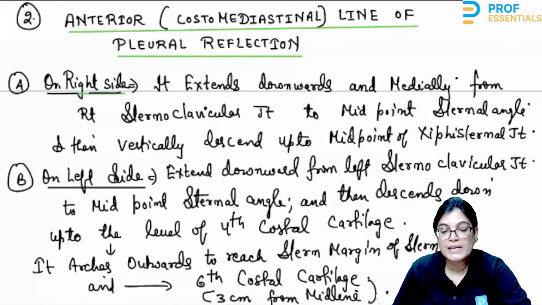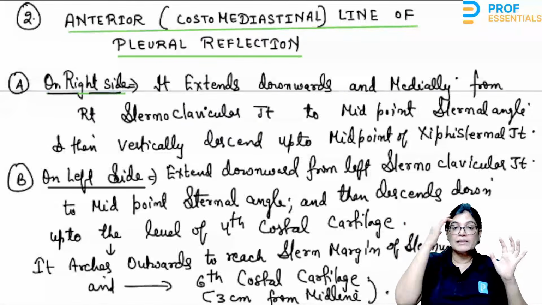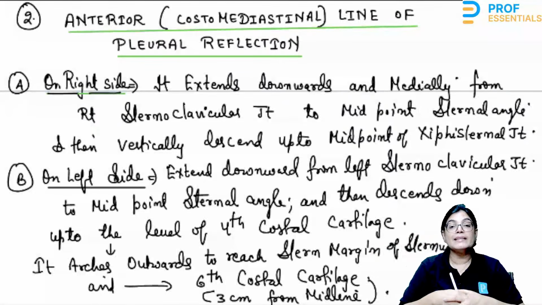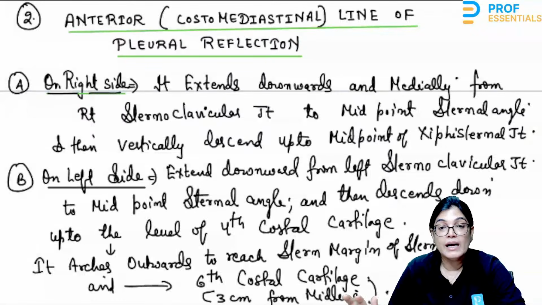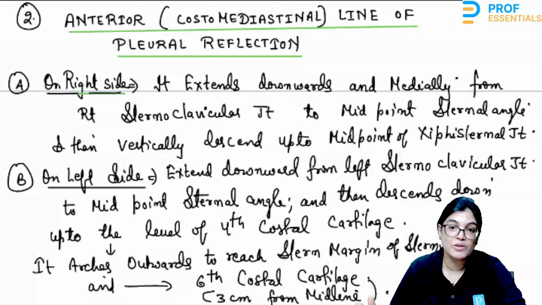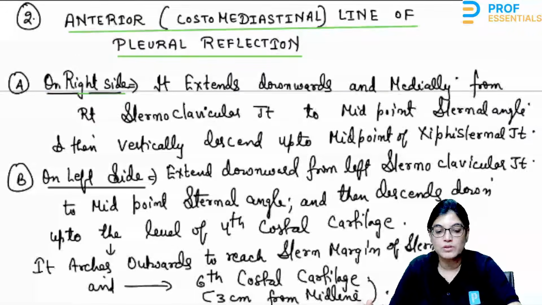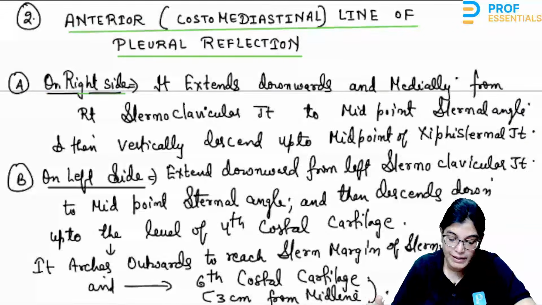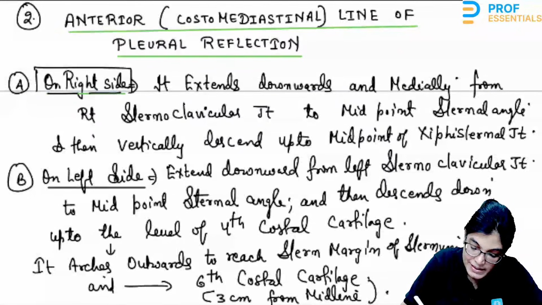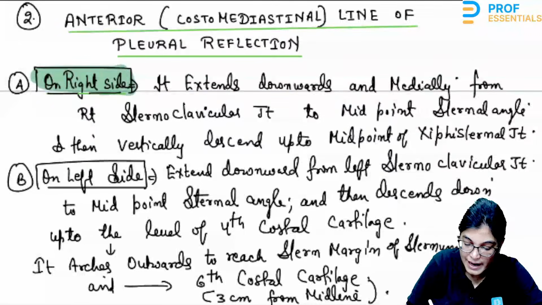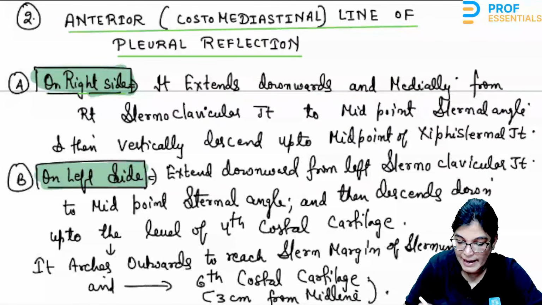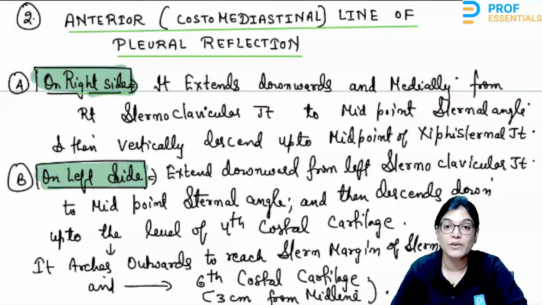Okay, so basically why there is a gap in the middle part and in the left side, that is the area of the heart. So that is the area of the heart which we have to arch there at that level in the left hand side. So this is exactly the difference which lies on the right and the left hand side. So got it? Only I have explained separately the right side and the left side of anterior extent of costomediastinal line of pleural reflection.